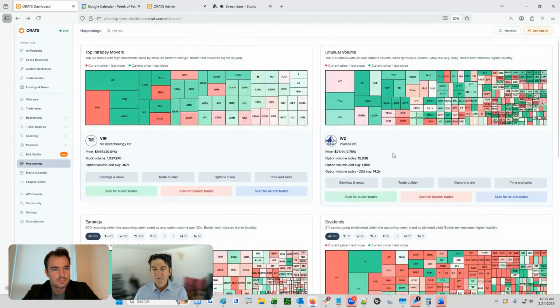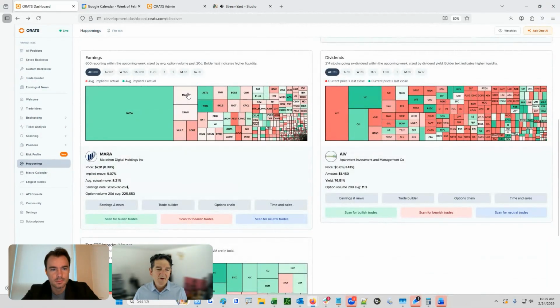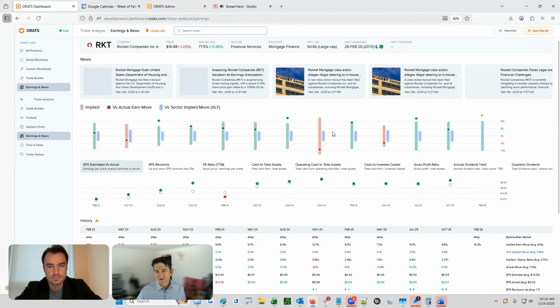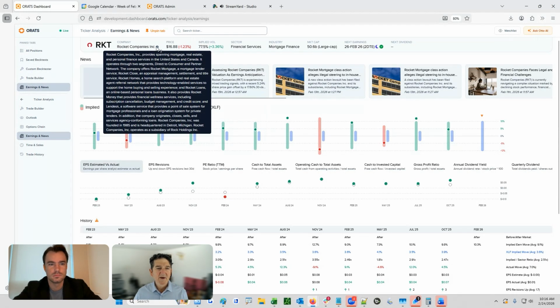I could go back and see if there's any others. Marathon is another one you could look at. Core Weave, Wolfspeed, Core Scientific. What is this? This is Rocket Companies. This might be kind of interesting to look at. So you click on it, then click on earnings and news, and then you could see the implied moves and where the XLF was. So Rocket Mortgage is a mortgage and personal finance company.